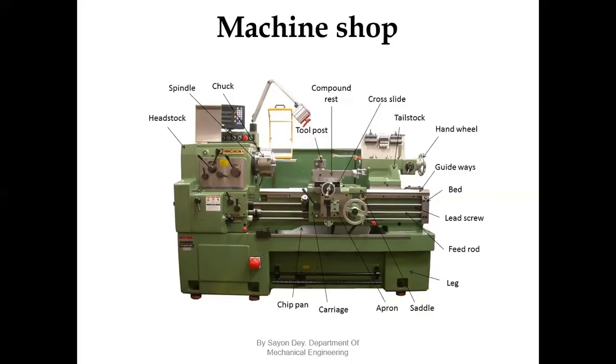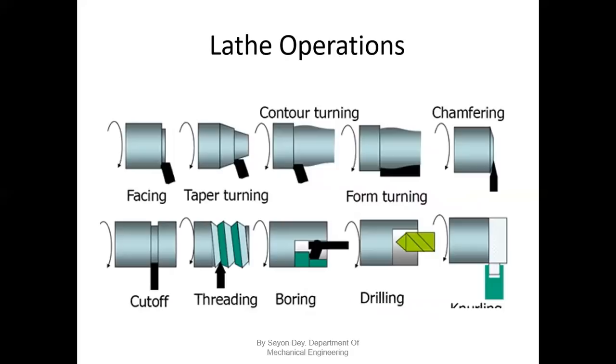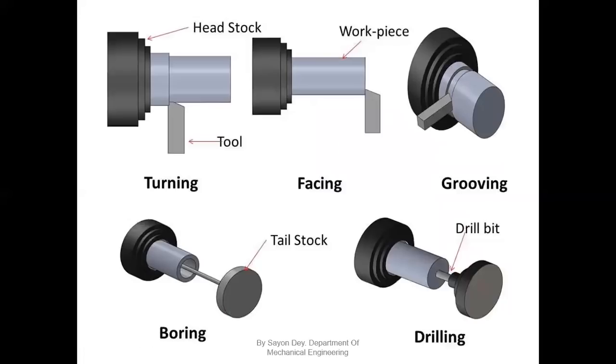Okay, next, lathe operations. These are the basic lathe operations, like facing, taper turning, chamfering, cut off, threading, boring, drilling, and another, this is not written here clearly, this is called knurling. We use this for the gripping purpose. There is another picture also there.